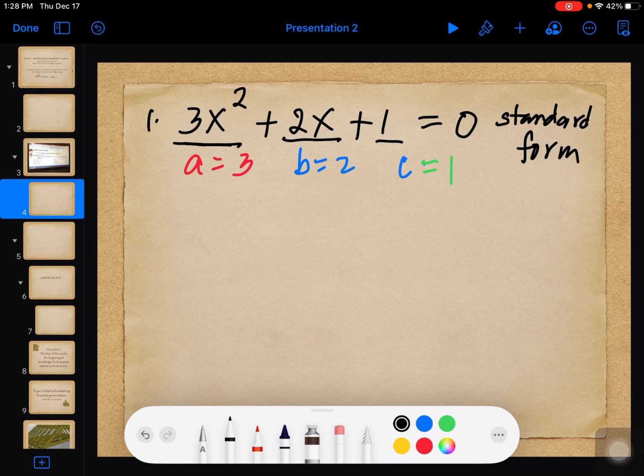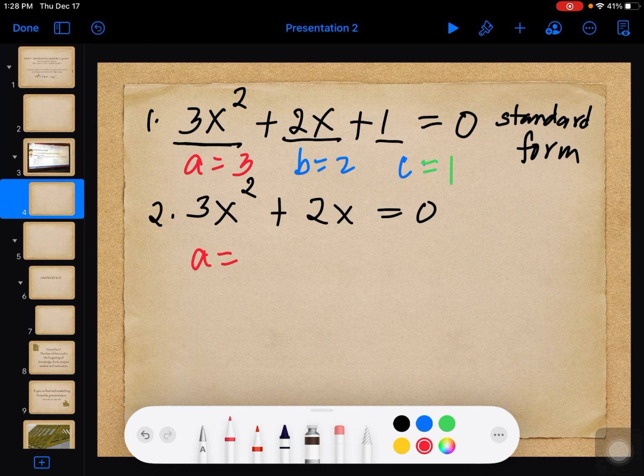Now let's have an example. Second example, maybe I can write another equation as 3x squared plus 2x equals 0. What did you notice? There are only two terms on the left side of the equation because I intentionally deleted the third term. I also patterned it closely similar to number 1 so that you can compare.